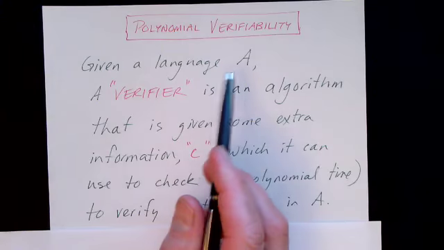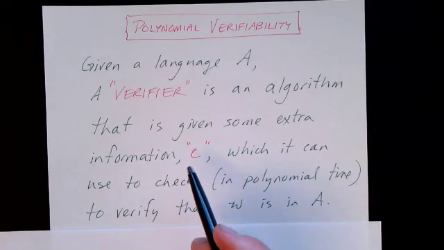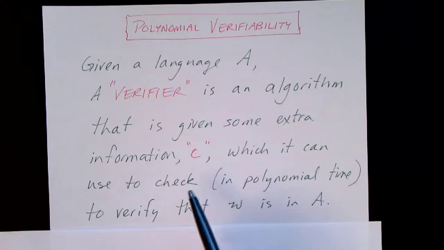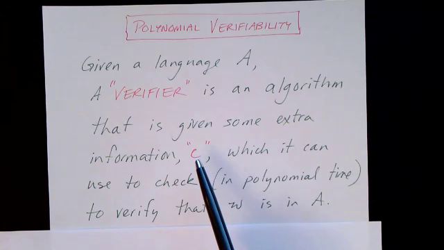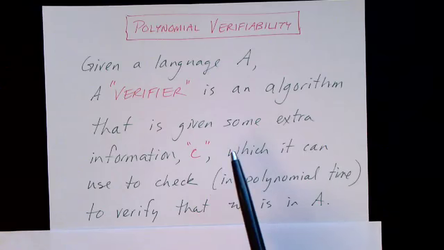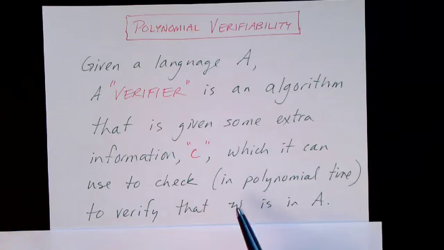Given some language, A for example, a verifier is an algorithm that is given some extra information, which we'll denote with the letter C, which the verifier can use to check and verify that the input string is in the language A. So we've got a problem of determining whether some string is in a language. It's a problem, and we've got an instance of the problem. And we'd like to know what the solution is, whether it's yes or no, or is there a Hamiltonian path, for example, or not. But the idea is that there's an additional piece of information denoted with the letter C, and a verifier is an algorithm that's a little bit different from just the membership testing algorithm. The verifier algorithm takes C as well as W, and it uses that extra information to verify that W is in A.